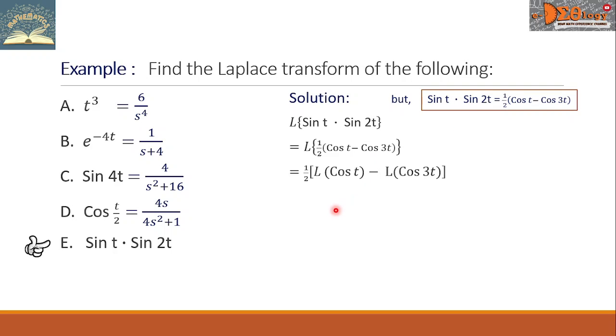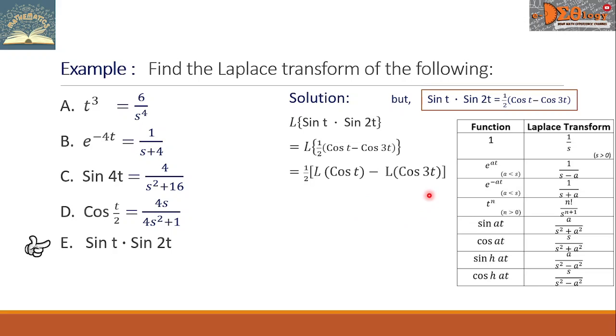Then we are going to put 1/2 outside and then take the Laplace of cosine t minus Laplace of cosine 3t. Then in our table, we can use this formula respectively. Laplace of cosine t will be s over s squared plus 1 squared minus the Laplace of cosine 3t would be s over s squared plus 3 squared. When we simplify the corresponding denominators, we have now s squared plus 1. The other one is s squared plus 9.